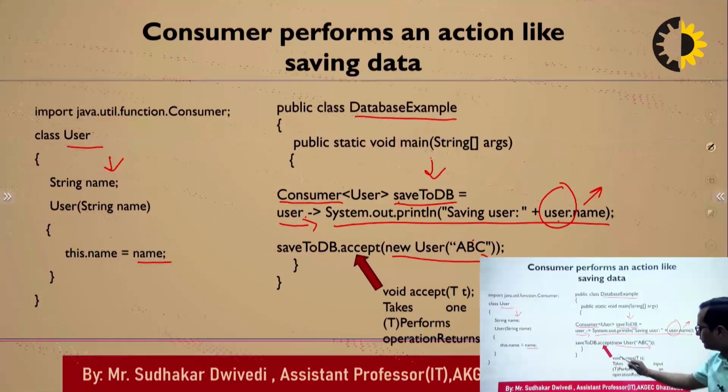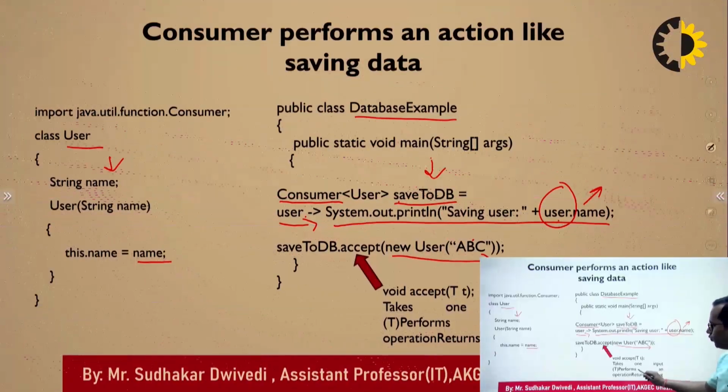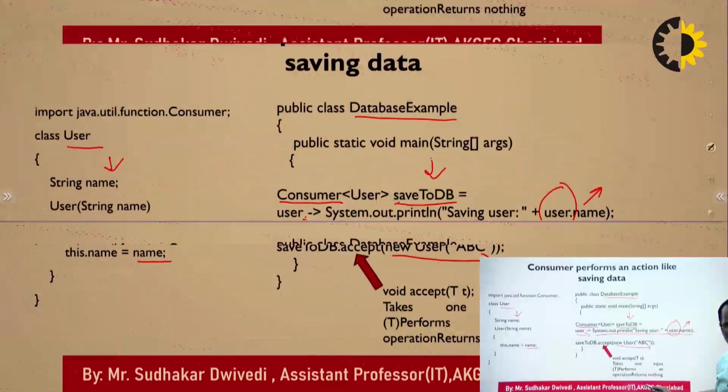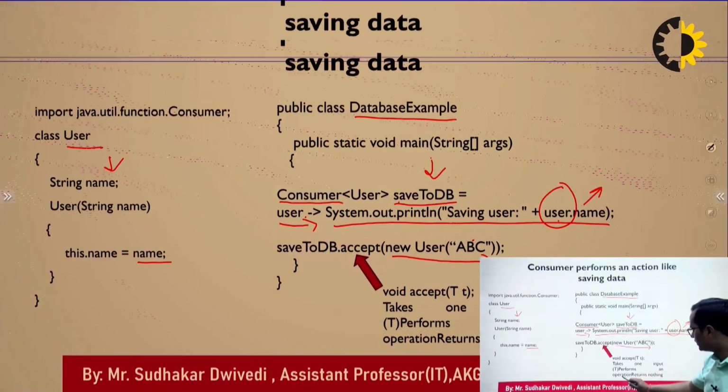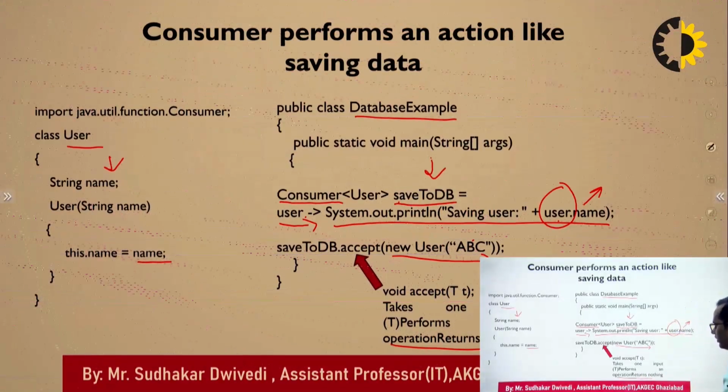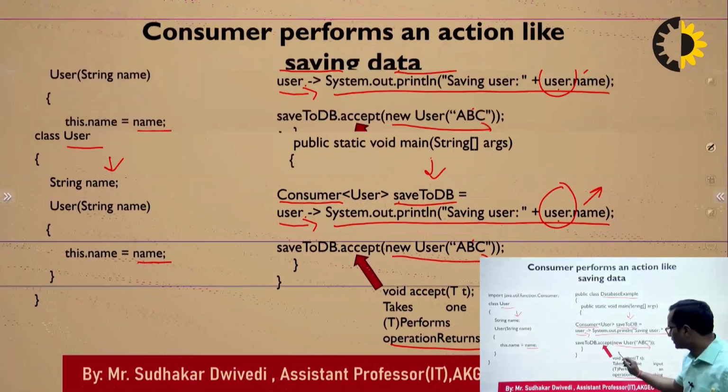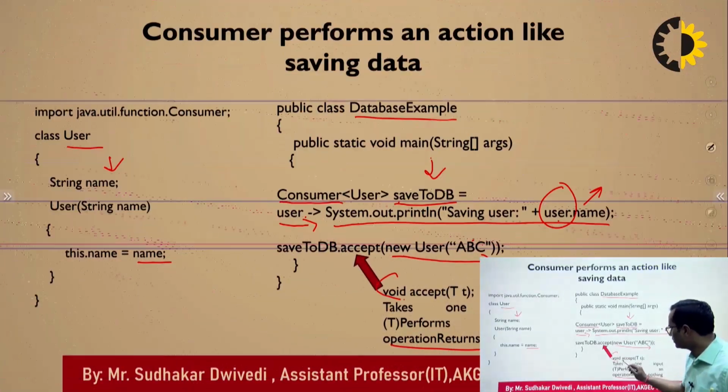Here we can see we are using the accept function. So what is the task of this accept function? It takes one input and performs an operation and returns nothing. It just performs an operation and it returns nothing. If we look at the signature of this function, it returns nothing.